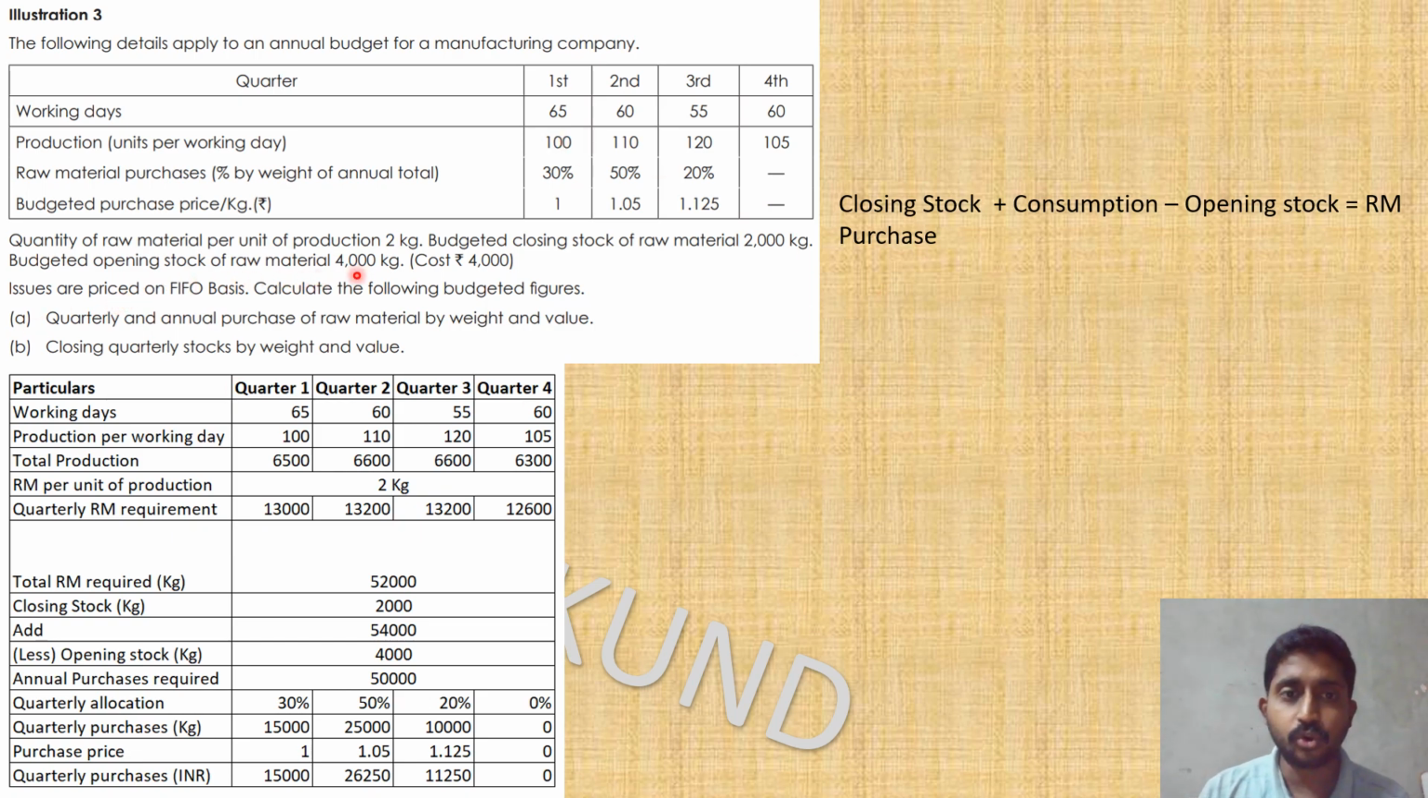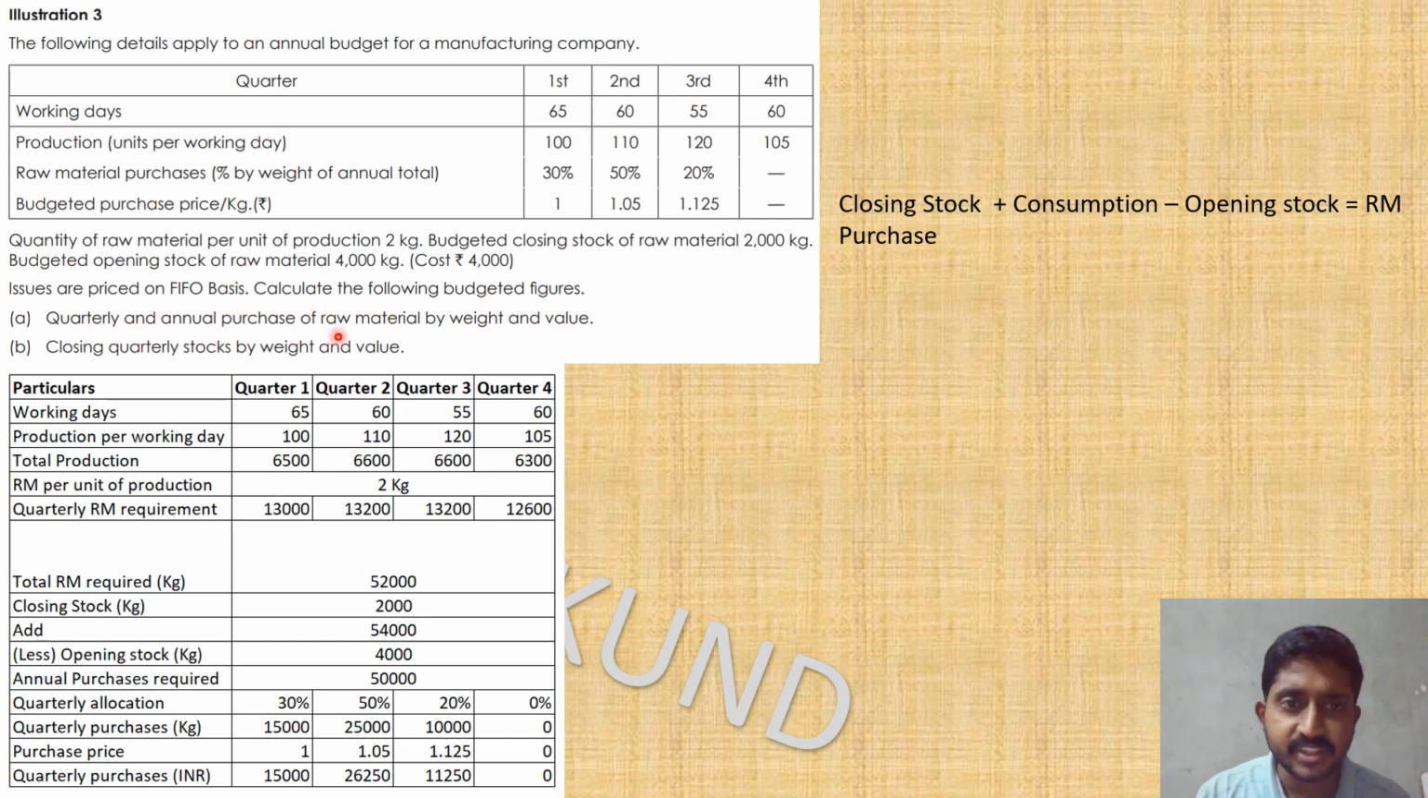Budgeted opening stock for raw material is 4000 kg. So at the beginning of the first quarter, the opening stock is 4000 kg, and closing stock at the year end, which is at the end of the fourth quarter, is 2000 kg. So we are starting with 4000 kg, we are ending with 2000 kg. Okay. Issues are priced on first in first out basis. Calculate the following budgeted figures.